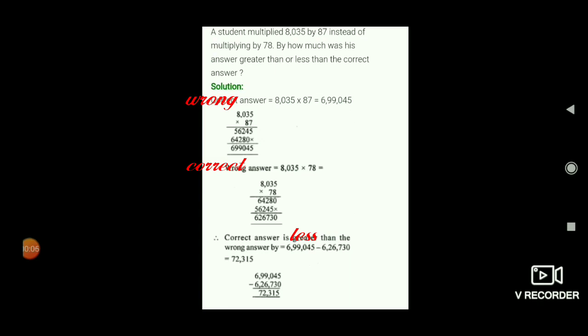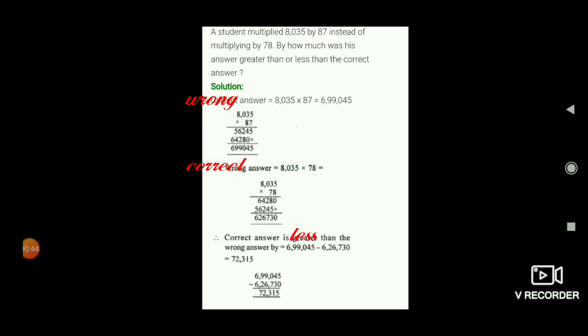In this question, a student multiplied 8035 by 87 instead of multiplying by 78. By how much was his answer greater than or less than the correct answer? As the student has multiplied by the wrong number, that is 87, so his wrong answer will be 8035 multiplied by 87, that is equals to 6,99,045.